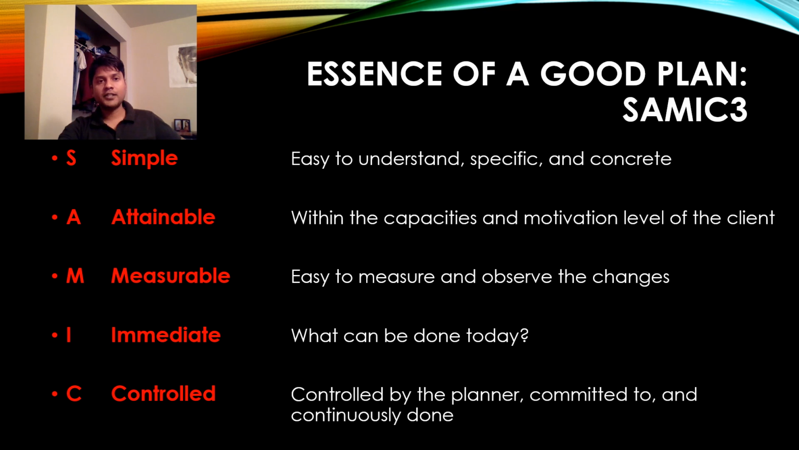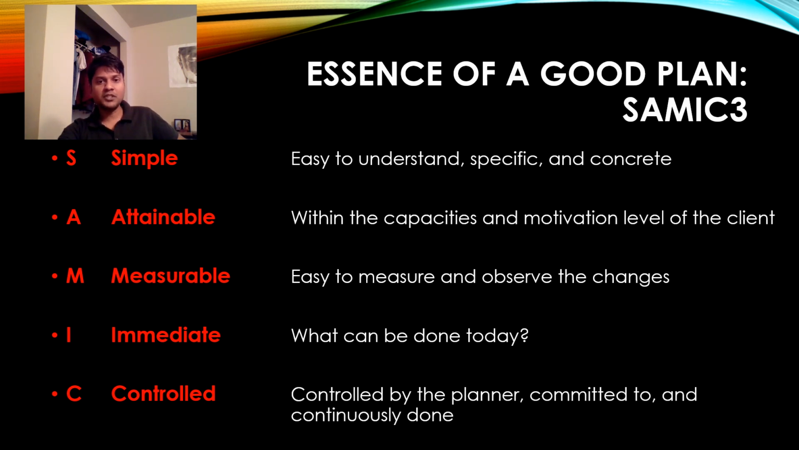To devise an effective plan or total behavior for the client, reality therapy suggests some guidelines, known as SAMIC3, where S stands for simple. Whatever plan the client and counselor come up with together, it has to be simple, so the client can easily understand the specific things in the plan, and it has to be very concrete so that the client can easily understand and follow it. The second guideline is that the plan should be attainable, meaning it has to be within the capacities and motivation level of the client.